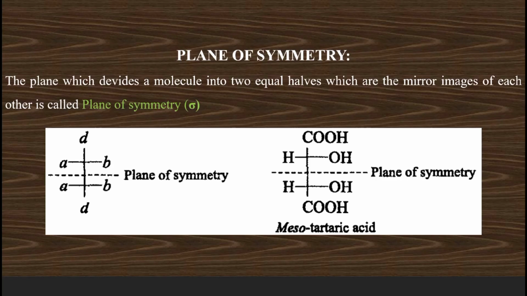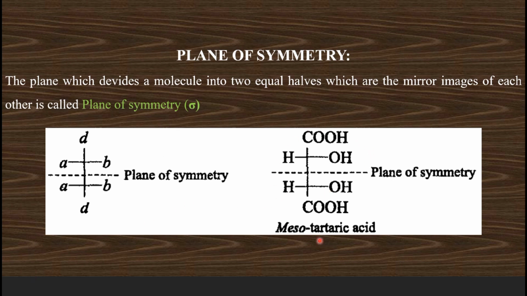Now we shall see about the various symmetry elements. Plane of symmetry is the plane which divides the molecule into two equal halves which are the mirror images of each other. So plane of symmetry is an imaginary plane which is bisecting the molecule into two equal halves which are the mirror images of each other, that is always denoted with the symbol sigma.